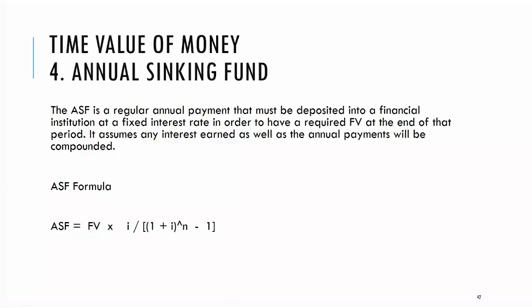So annual sinking fund is a regular annual payment that must be deposited into a financial institution at a fixed interest rate in order to have a required future value at the end of that period. It assumes any interest earned as well as annual payment will be compounded, of course. Formula for annual sinking fund is future value multiplied by interest divided by 1 plus I into the power n minus 1. So you need to remember these ones.